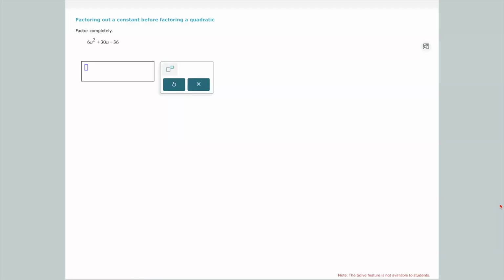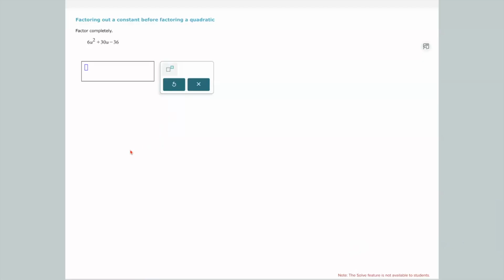So the first problem here is we're given this quadratic, 6u squared plus 30u minus 36, and it's saying factor completely. When you're given a factoring problem like this, the first thing I want you to do is notice if there is any constant term that you can factor out first. In this first batch of problems, there's always going to be something that we can factor out first.